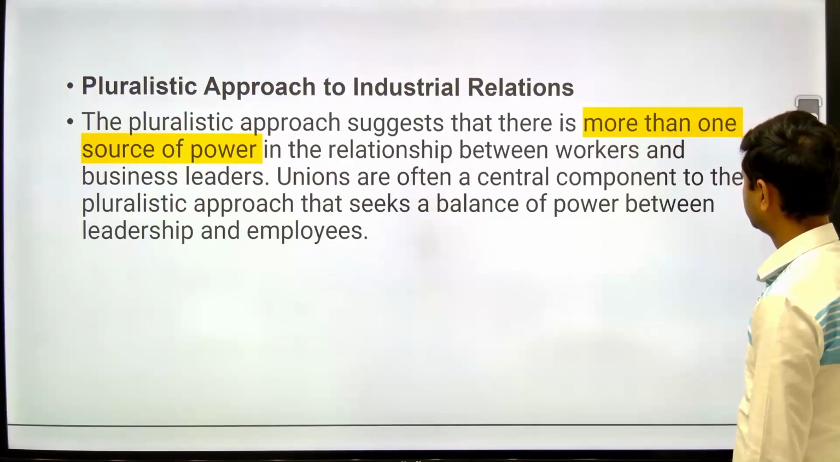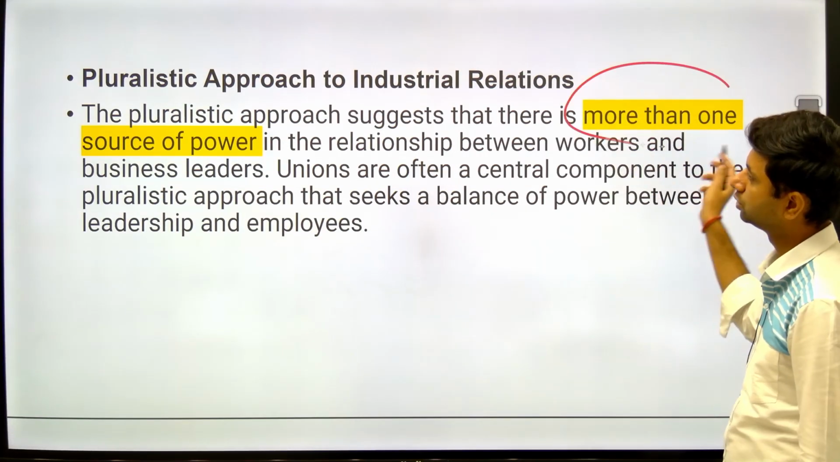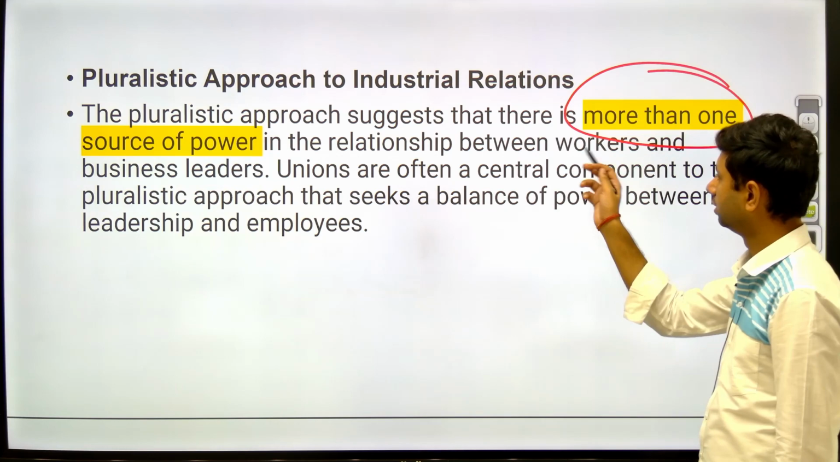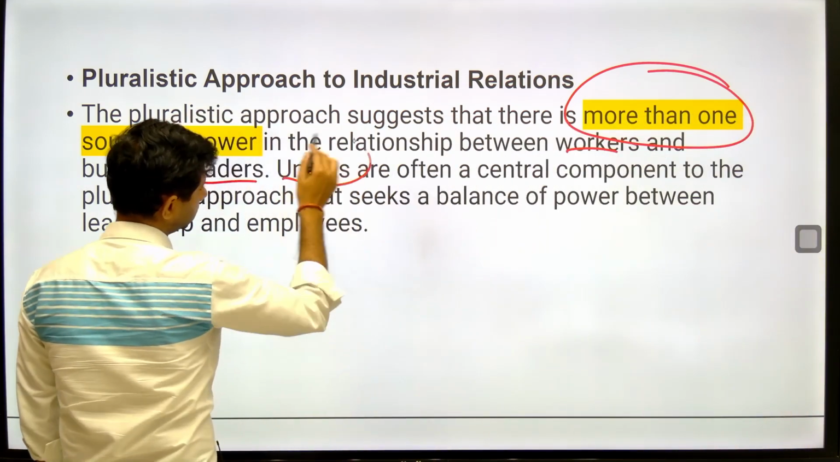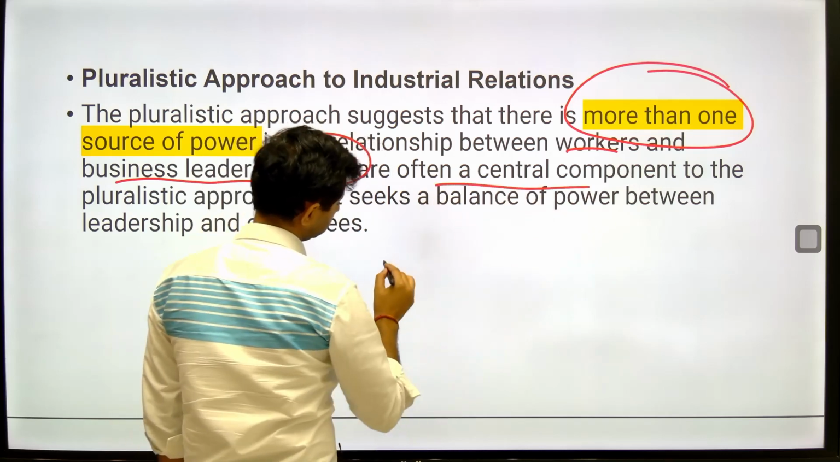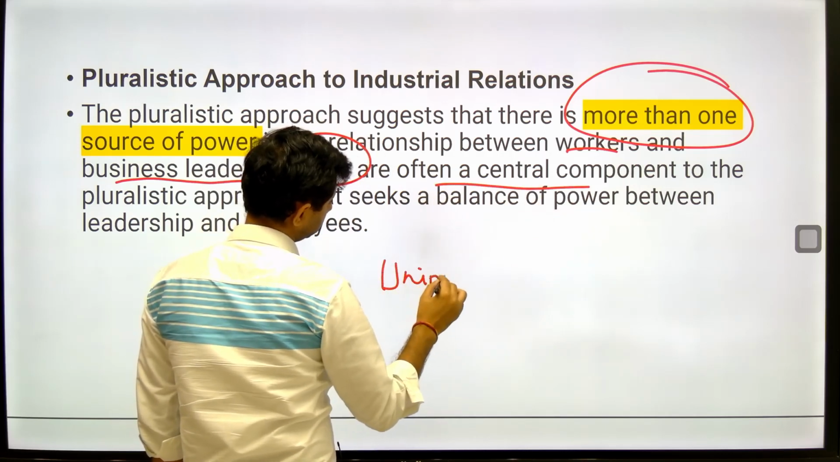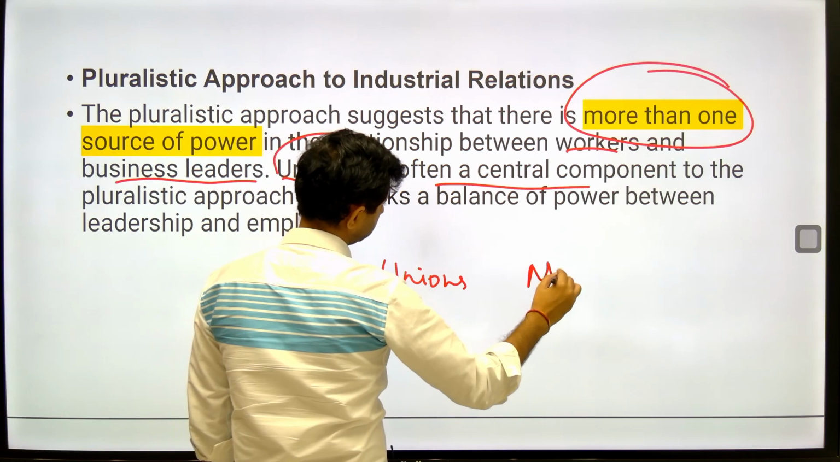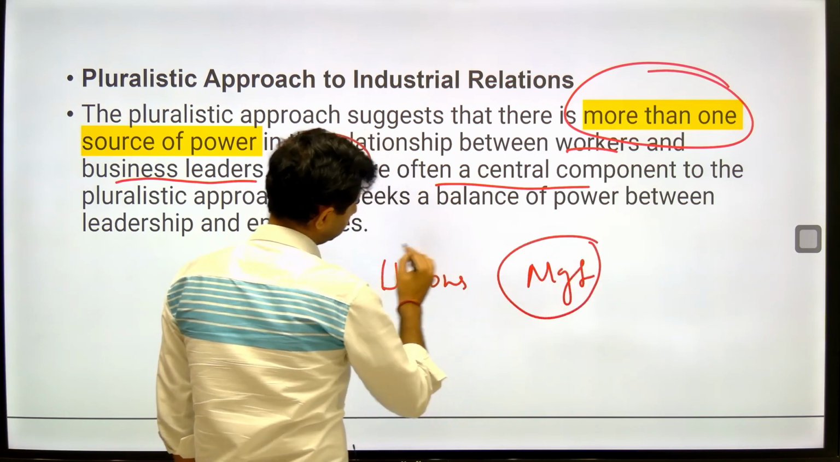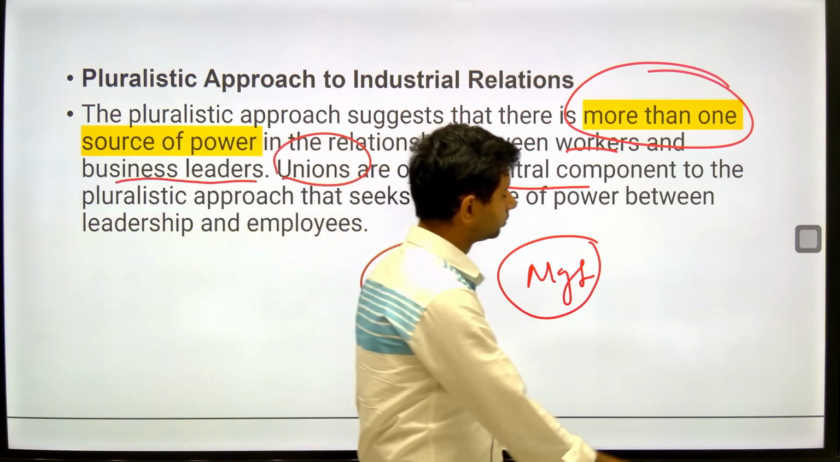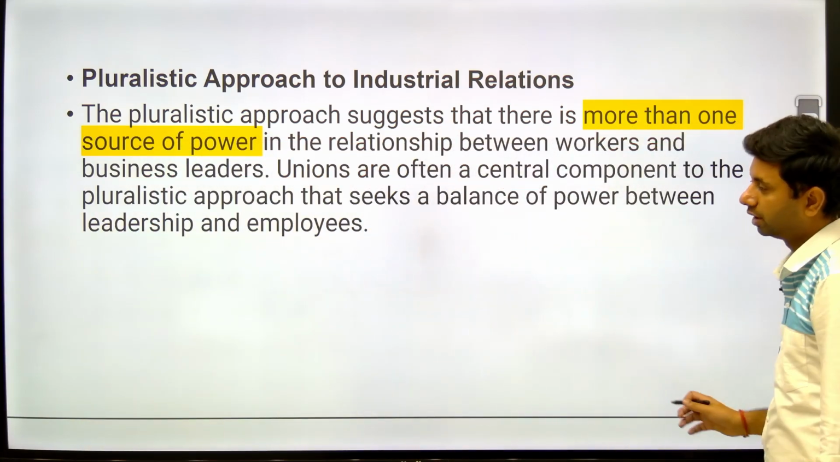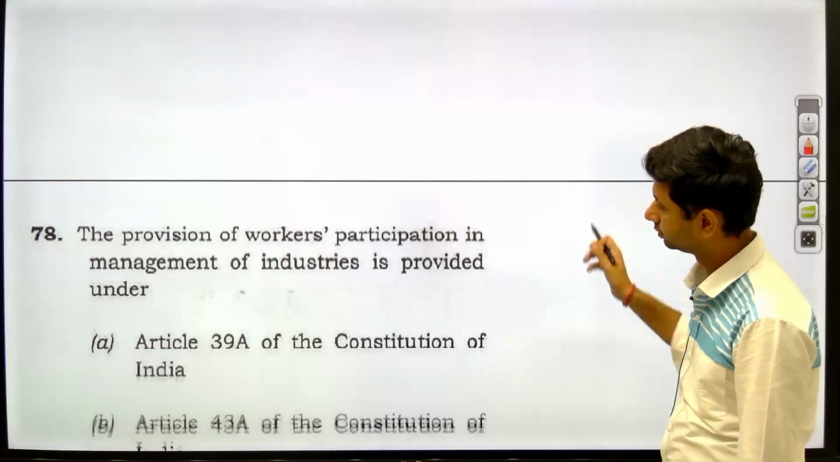In the pluralistic approach, it suggests there are more than one source of power in the relationship between workers and business leaders. Unions are the central component to that. So there are two centers of power within the organization, and both can focus on securing economic as well as political power.